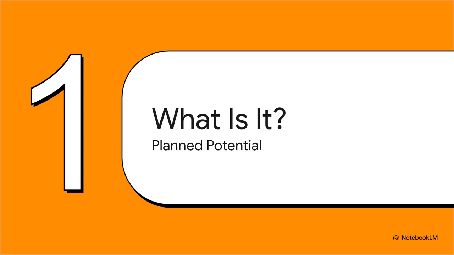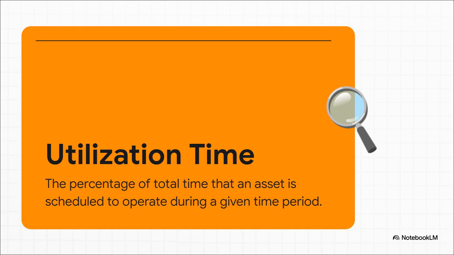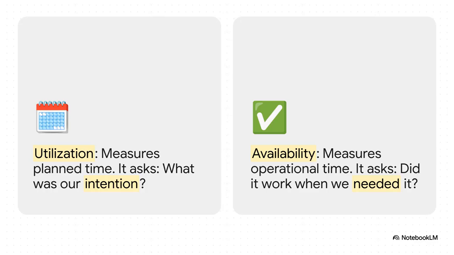All right, so let's get specific. What exactly is this metric? At its core, it's not about what your assets are doing. It's about what you intended for them to do. It's all about measuring your planned potential. The definition itself is super simple. It's the percentage of time an asset is scheduled to run. And I gotta tell you, that word, scheduled, that's everything. This isn't about whether a machine could have been running. It's about whether you planned for it to run in the first place.